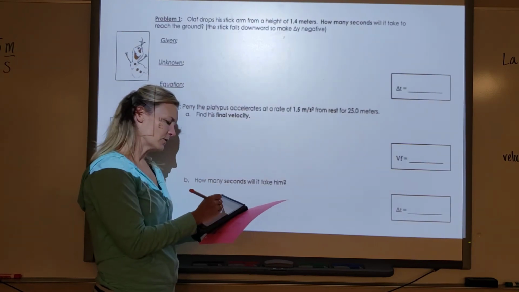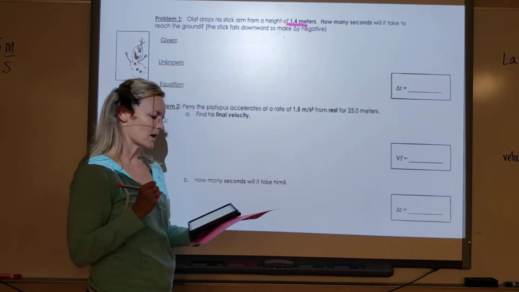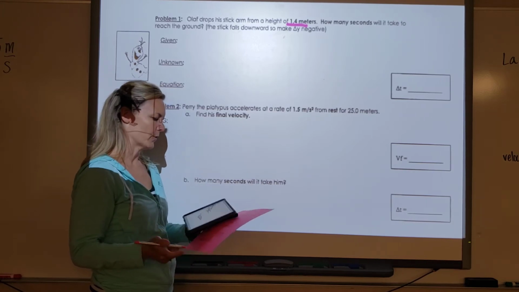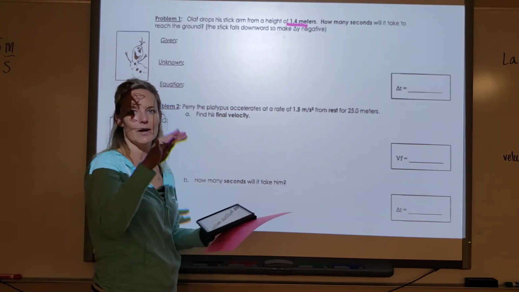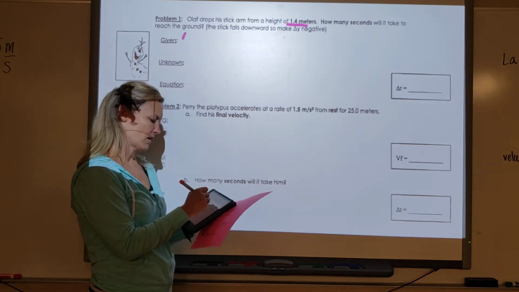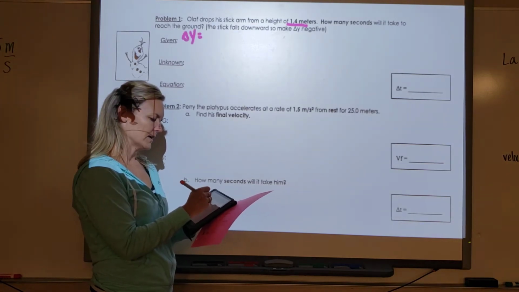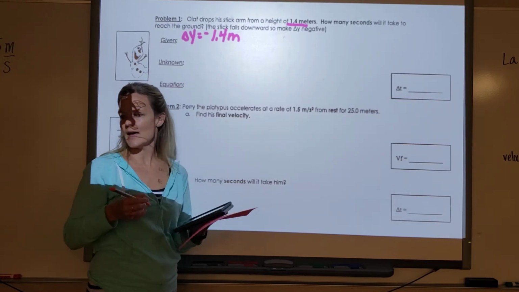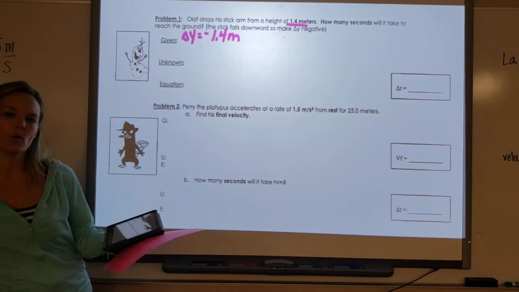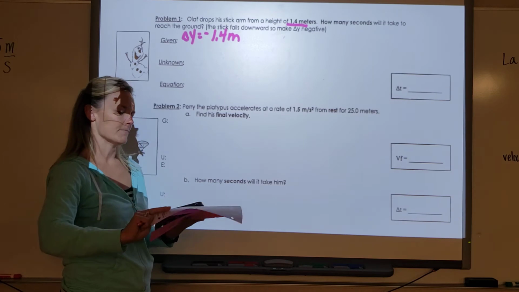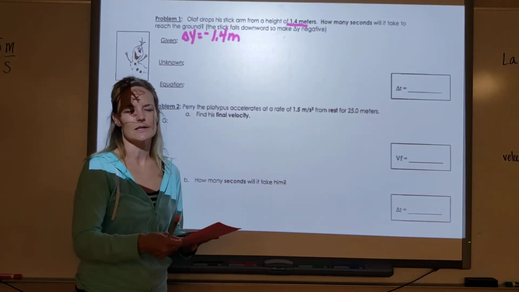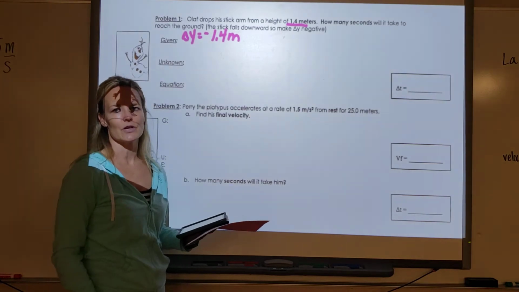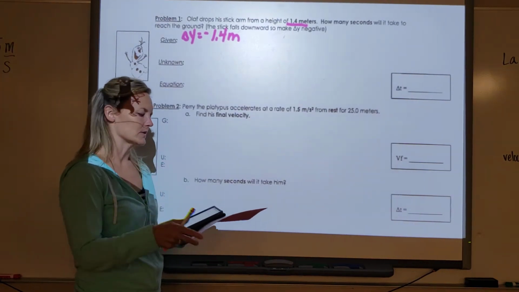So as I look through here, I just always start by writing down what was given. Olaf drops a stick arm from a height of 1.4 meters. Height, up and down, is delta y. So delta y is 1.4 meters. I do need to make that a negative, and if you forget, it's not the end of the world. But we put that negative in there as we do the math, it's going to cancel out another negative, and it's going to help us be able to take a square root.